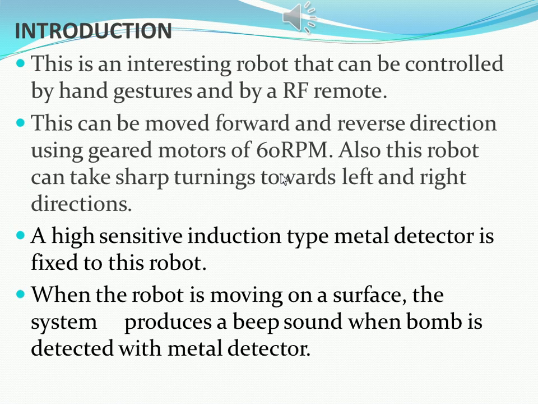So, introduction of the project. This is a robot which can be controlled by hand gestures and an RF remote. It has the ability to move in the forward and reverse directions, and it can take sharp turns towards the left and right directions.